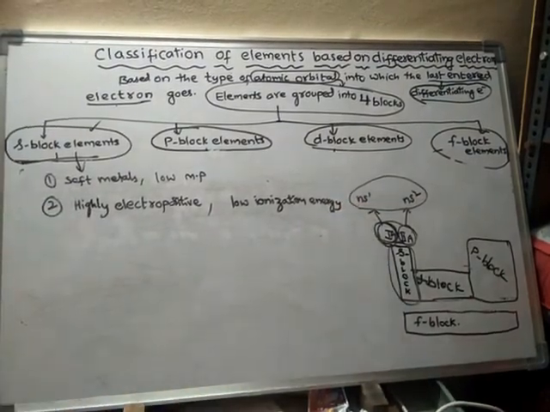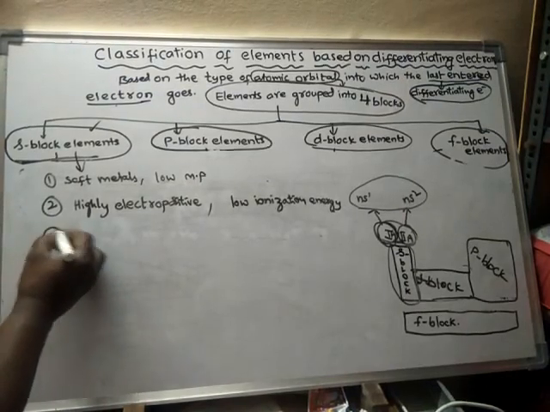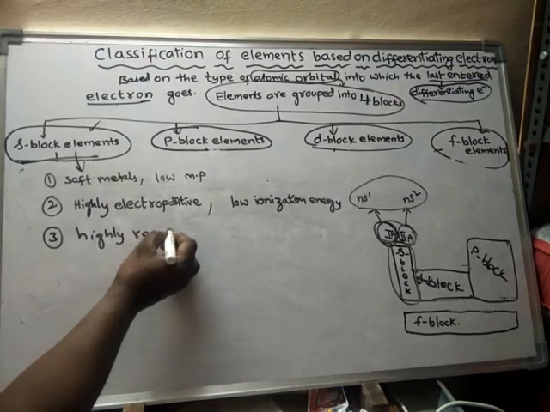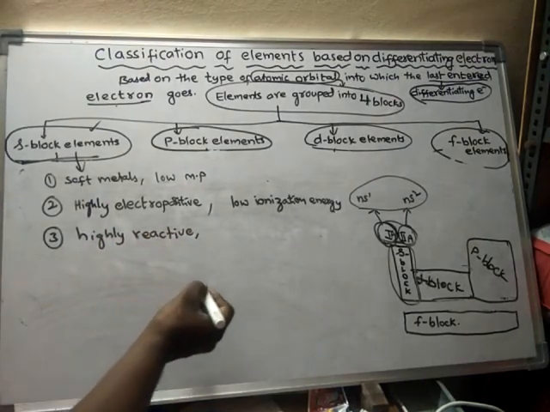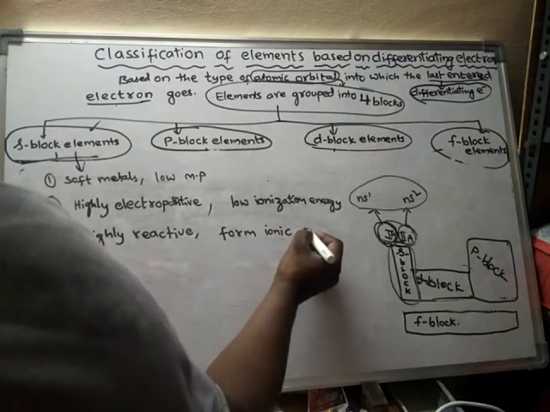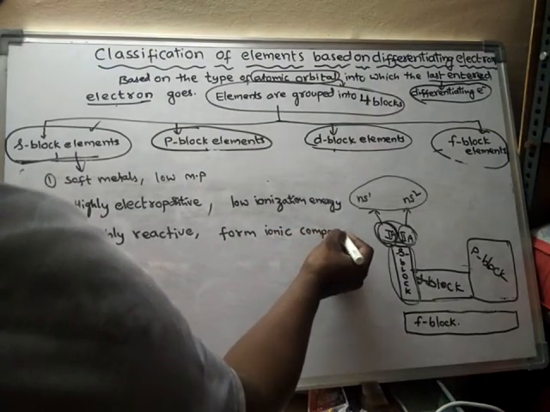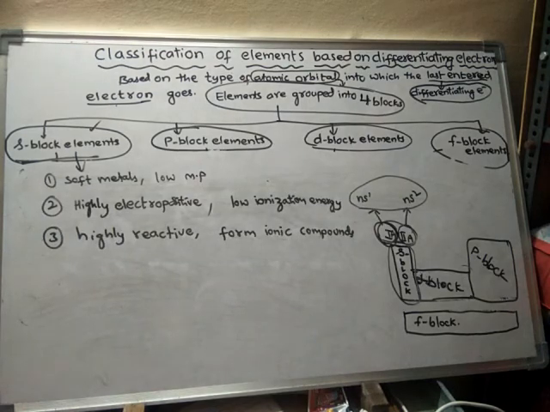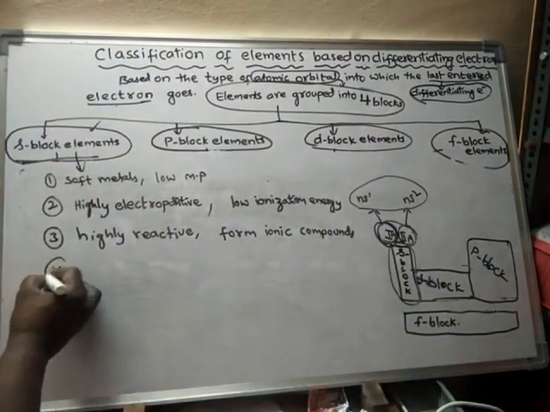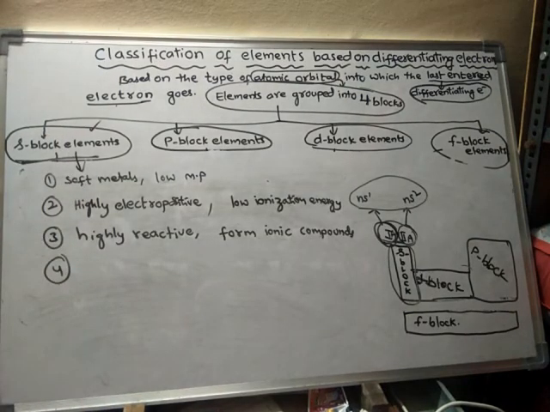Third point: they are highly reactive. All the S block elements are highly reactive, and they form ionic compounds. Generally, all compounds are mainly classified into two types: ionic compounds and covalent compounds. The S block elements form ionic compounds. They do not form covalent compounds.